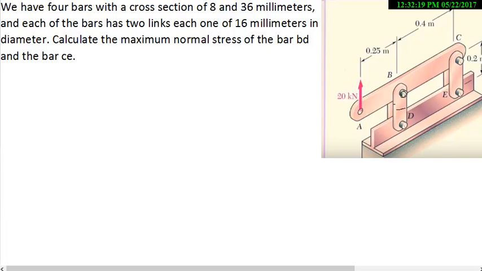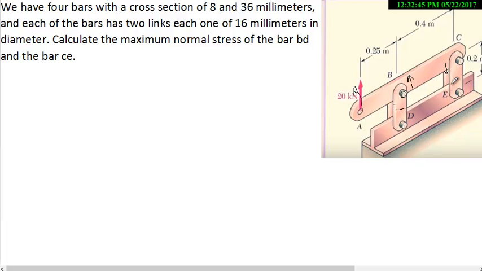upwards, the bars BD and CE will work differently, because the bar BD will be in tension with a force in this way, and the bar CE will be in compression with a force in this way.